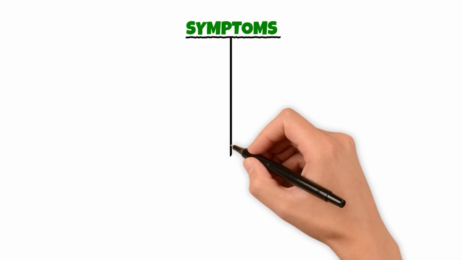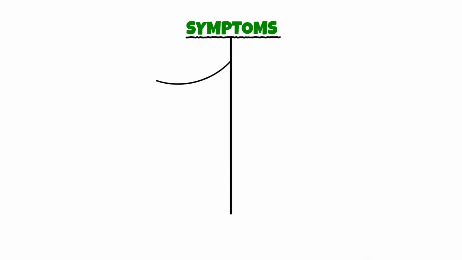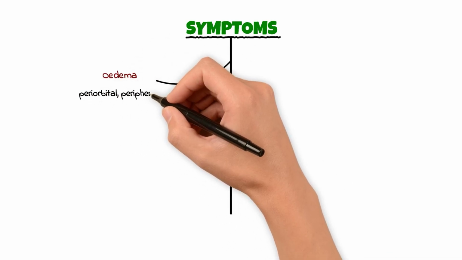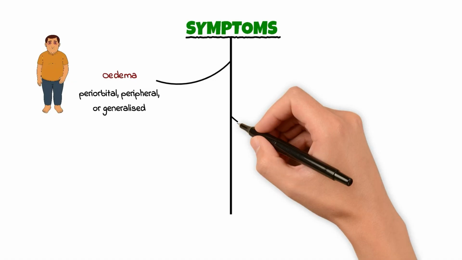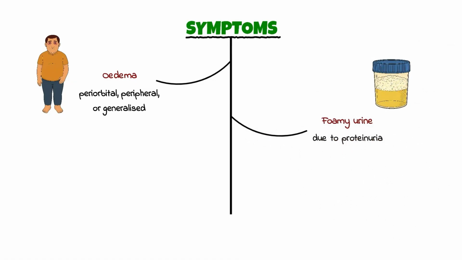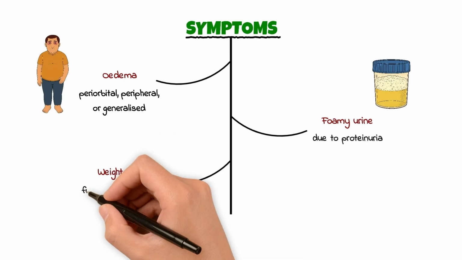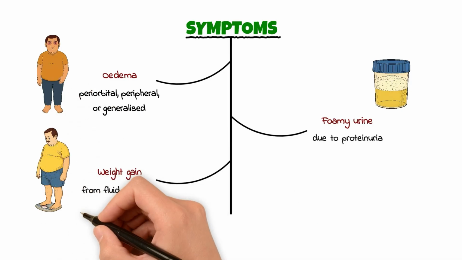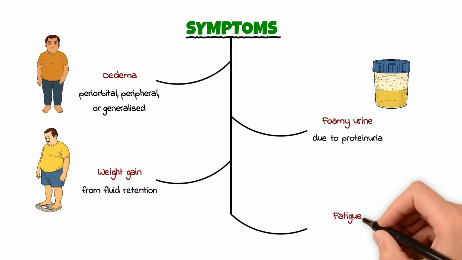Symptoms. Symptoms of nephrotic syndrome include edema, periorbital, peripheral, or generalized, foamy urine due to proteinuria, weight gain from fluid retention, and fatigue.